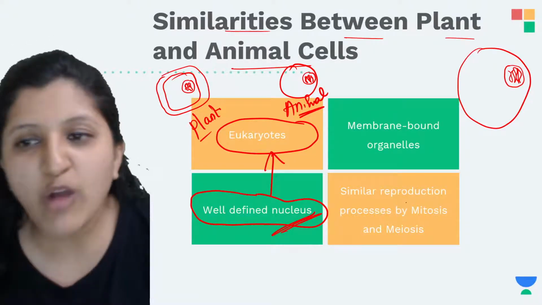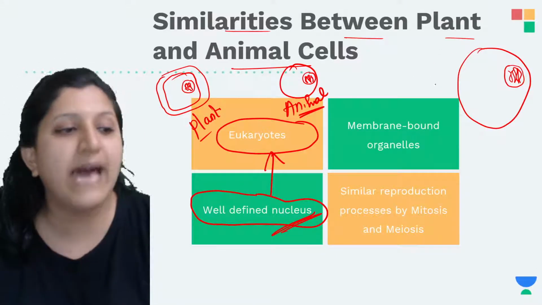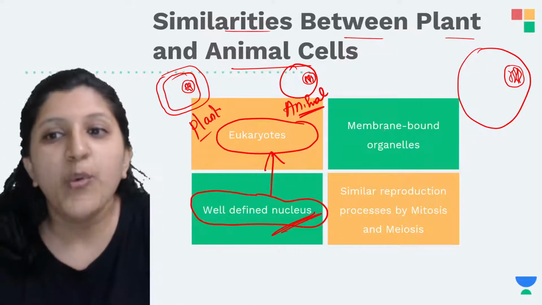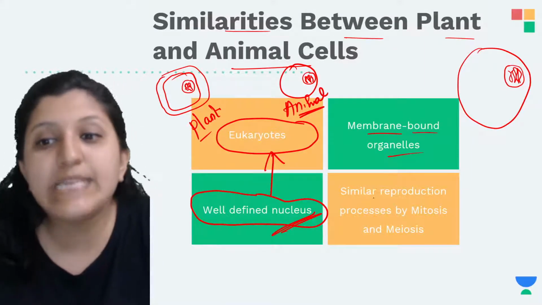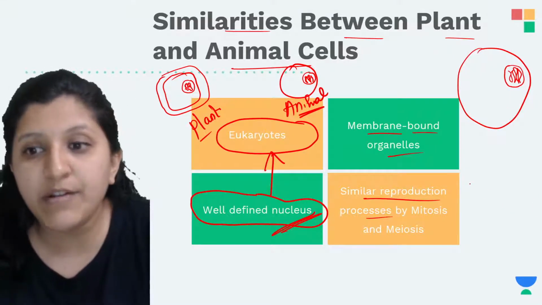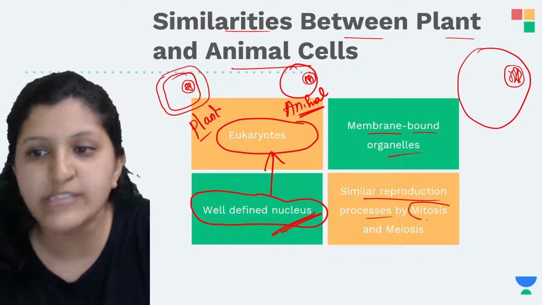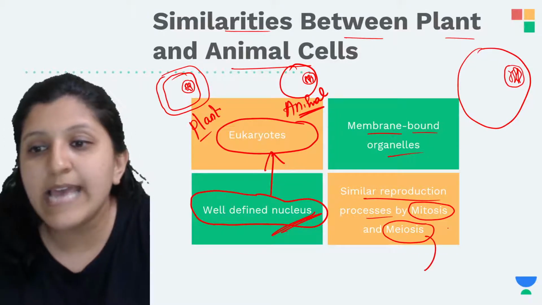Membrane-bound organelles we can also find, in plants as well as in animals. Then similar reproduction processes. What is that similar reproduction process? Mitosis is there, then meiosis. These are the cell divisions.